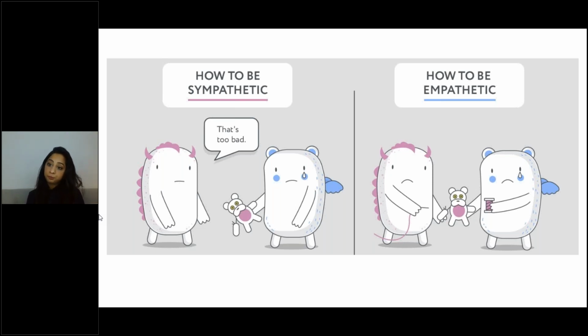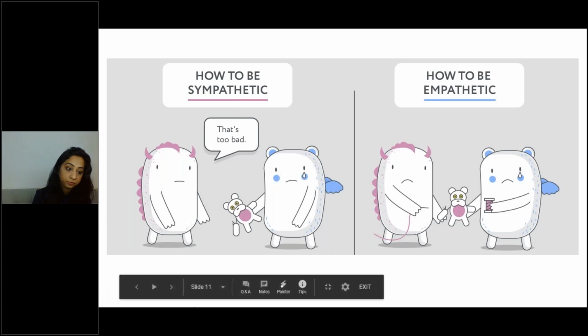So it's quite important, if you want to be a good doctor or a good nurse, that instead of being sympathetic, you need to be empathetic. So that's a small thing that we need to understand. We'll see how we've applied this concept to be empathetic in our next difficult patient.